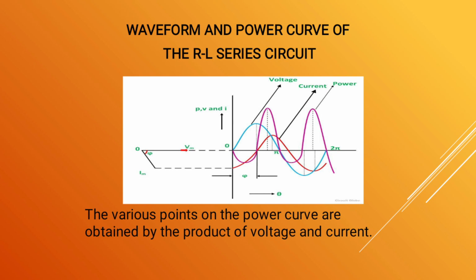This is the waveform and power curve of the RL series circuit. The various points on the power curve are obtained by the product of voltage and current. If you analyze the curve carefully, it is seen that the power is negative between angle 0 and 180 degrees, and during the rest of the cycle the power is positive. The current lags the voltage and thus they are not in phase with each other.